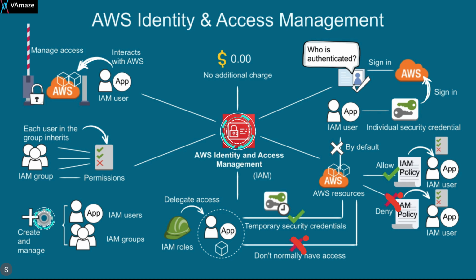You can also use IAM roles to delegate access to users, applications, or services that don't normally have access to your AWS resources. When you assume a role, it provides you with temporary security credentials for your role session. IAM is a feature of your AWS account, offered at no additional charge. You will be charged only for use of other AWS services by your users.